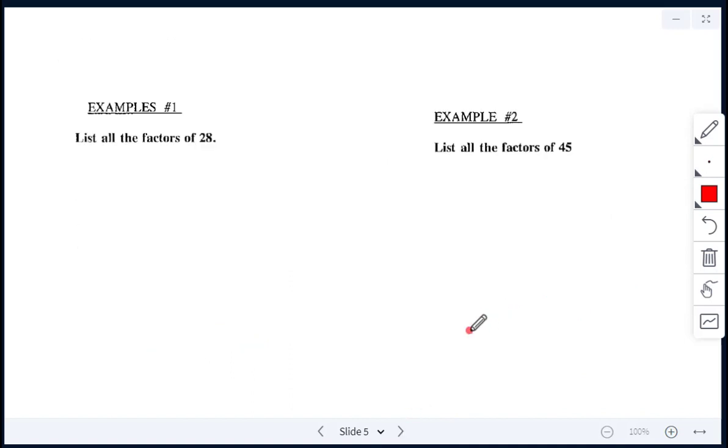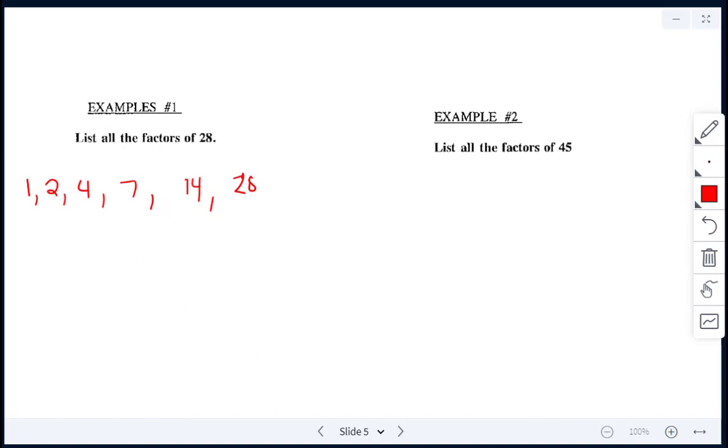Let's try this one here. List all the factors of 28. First, the first two factors are always 1 and the number itself. So I've already put 1 and 28 here, and I just have to figure out the numbers in between. 2 and 14 give me 28, as well as 4 and 7. Those are all the factors of 28, and again, I've written them in order. So 1, 2, 4, 7, 14, and 28.